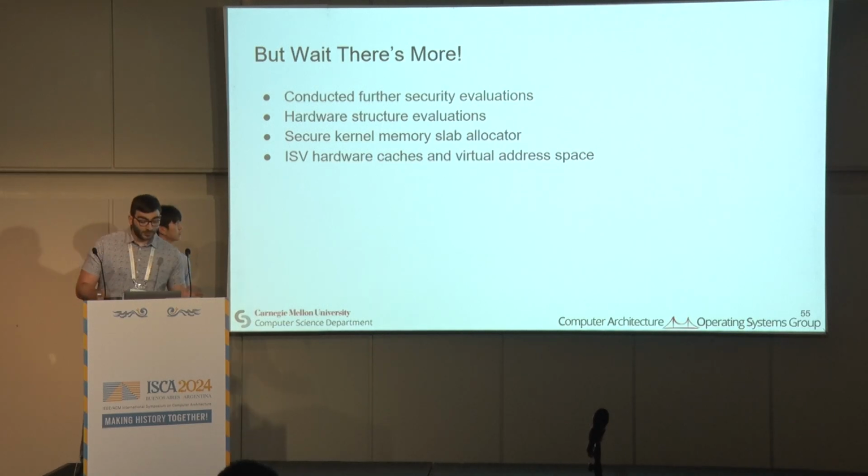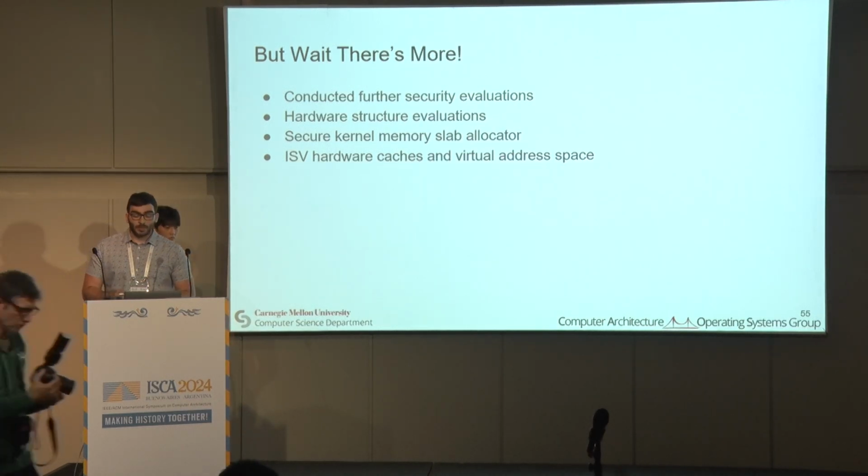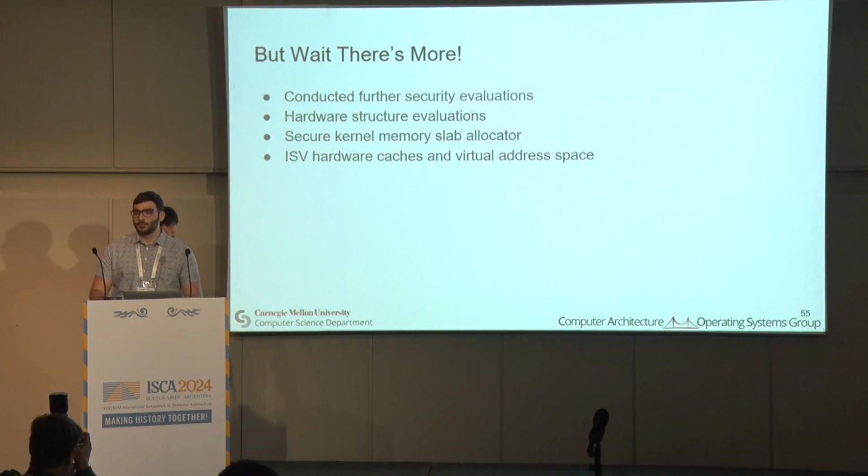So there's more we could have talked about, but we don't have enough time. We conducted further security evaluations regarding speculative execution and how Perspective combats it. We also talk about hardware structure evaluations, the secure kernel memory slab allocator we made to help implement DSVs, as well as ISV hardware-related changes and the virtual address space related to them.